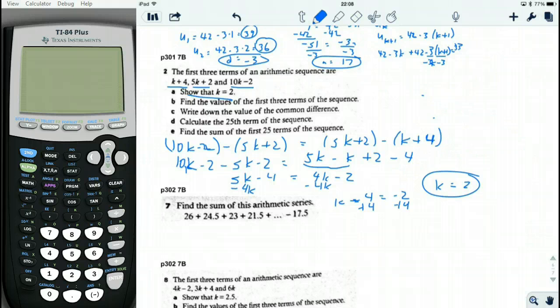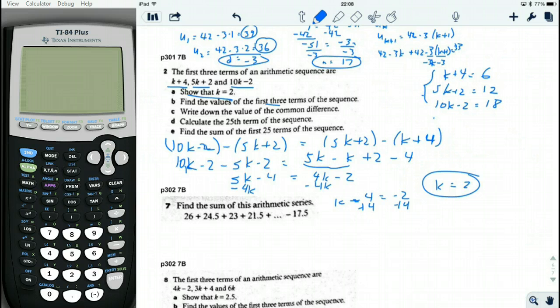So the first term is k plus 4, and if I put 2 in there, it's equal to 6. The second term is 5k plus 2, and if I put 2 in there, it's equal to 12. The third term is 10k minus 2, and if I put 2 in there, it's equal to 18. Okay, so we just found the first three terms.